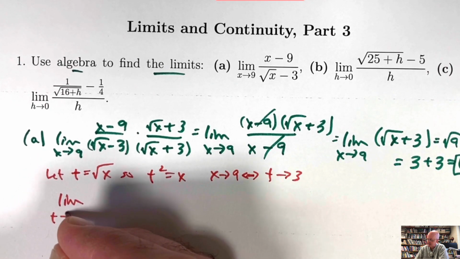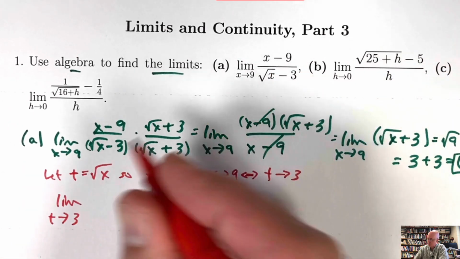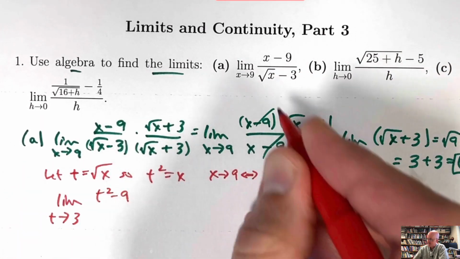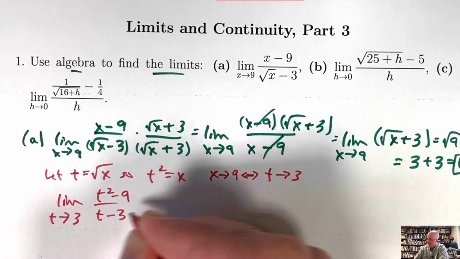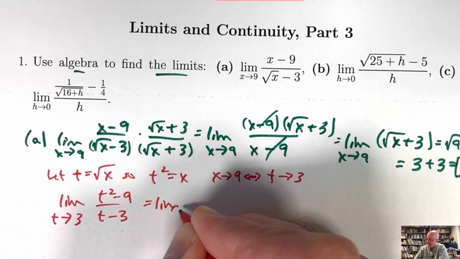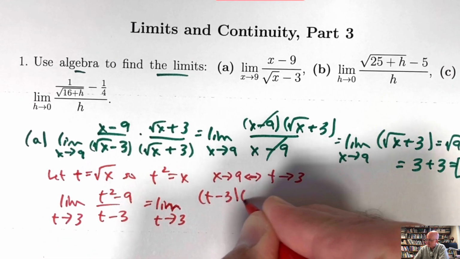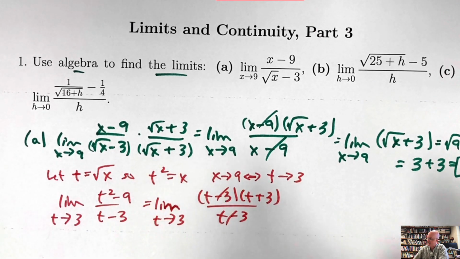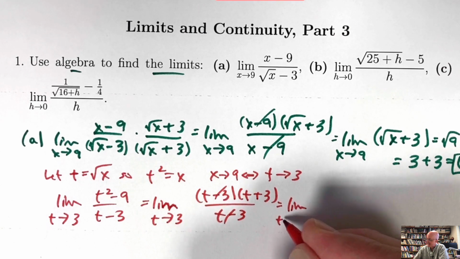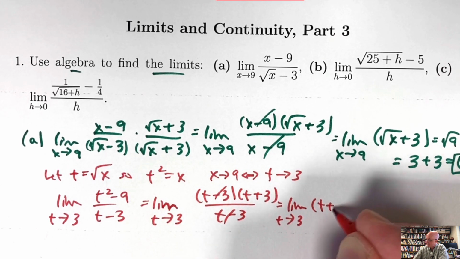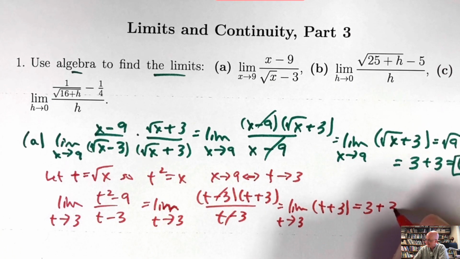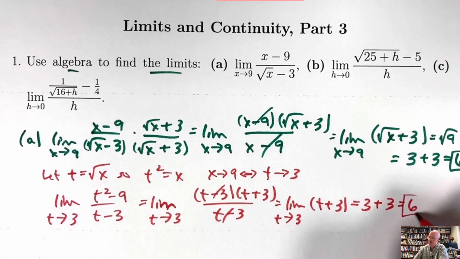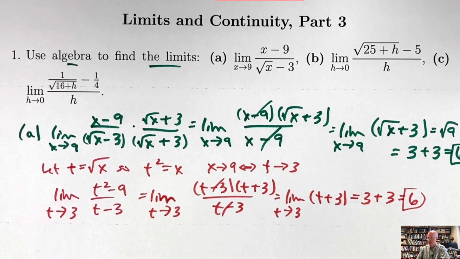The limit as t approaches 3 of x gets replaced by t squared, and square root of x gets replaced by t. And then this is simple because you can factor the top as t minus 3 times t plus 3 and divide out the t minus 3 with the bottom to give you, again, a 1. And we get the same ending answer as before. 3 plus 3 is 6. Okay, so that's a little quicker way to do it. You don't have to bother with rationalizing the denominator in the first example.